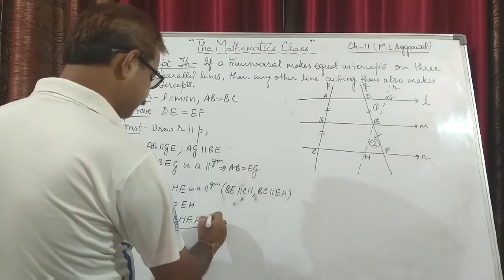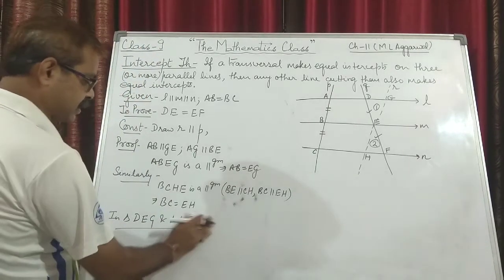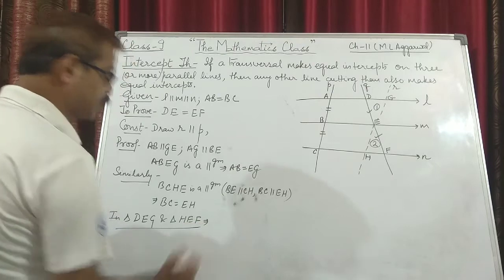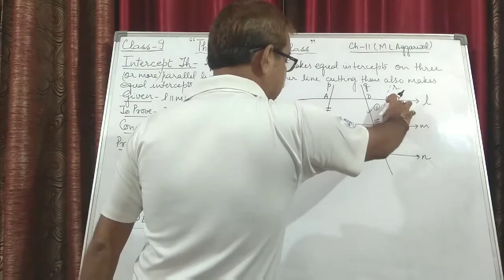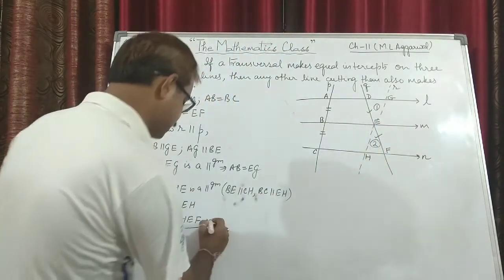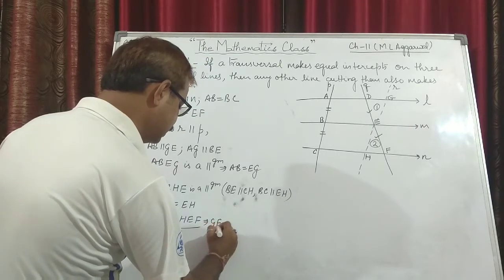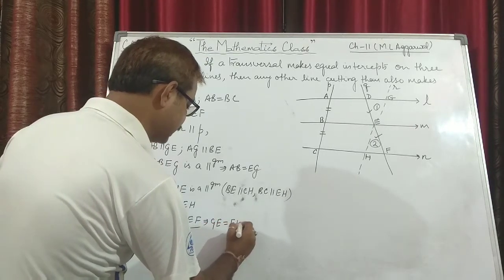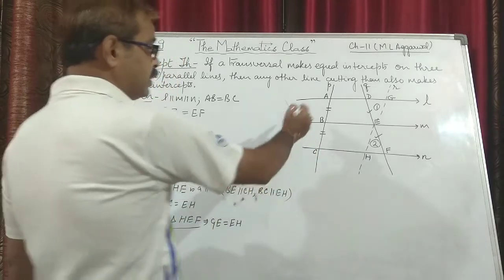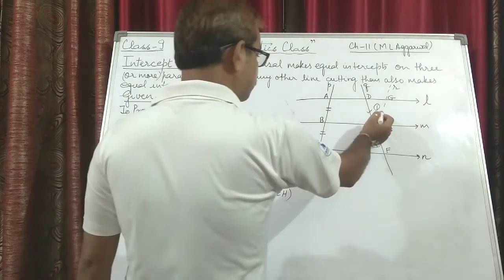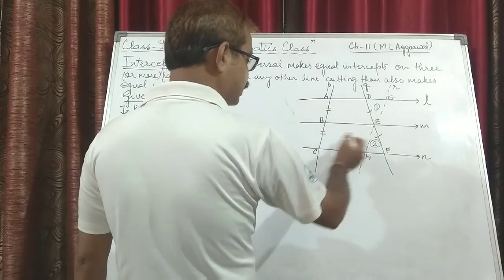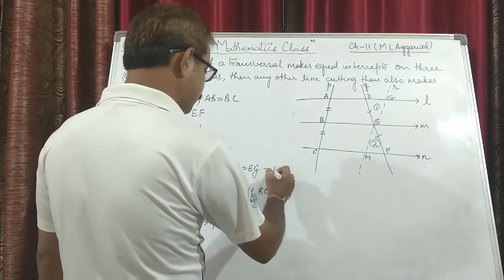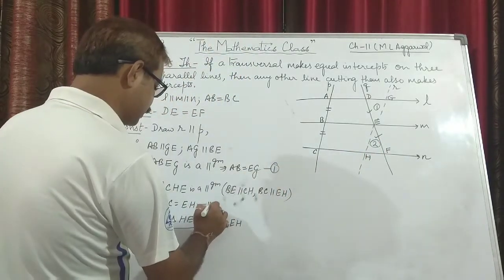What do we have? First point, no need to write this. What do we have? We can say GE is equal to EH. What is the reason? We have proved that AB is equal to GE and we have proved that BC is equal to EH. This is equation number 1 and this is equation number 2.